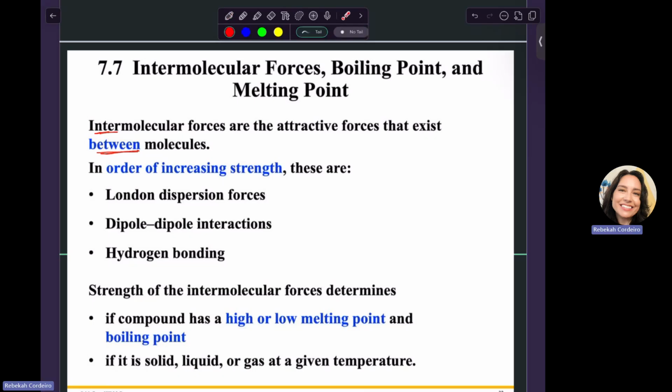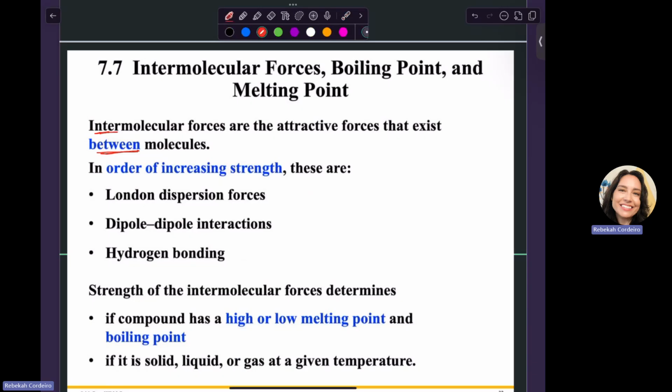And so we have a few different forces we're going to look at today: London dispersion, dipole-dipole, and hydrogen bonding. So the strength of the intermolecular forces determines if it has a high or low melting or boiling point, if it's a solid, liquid, or gas at a given temperature. I mean, basically, those are the same things.